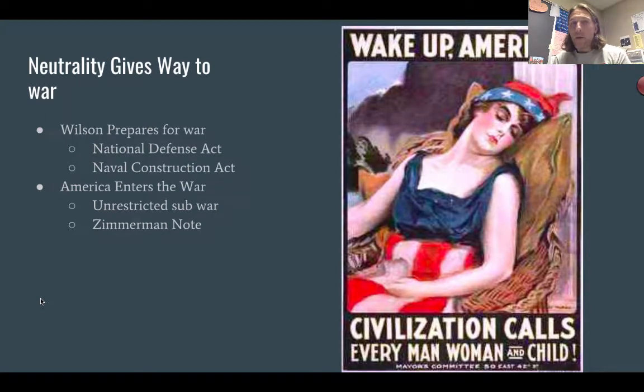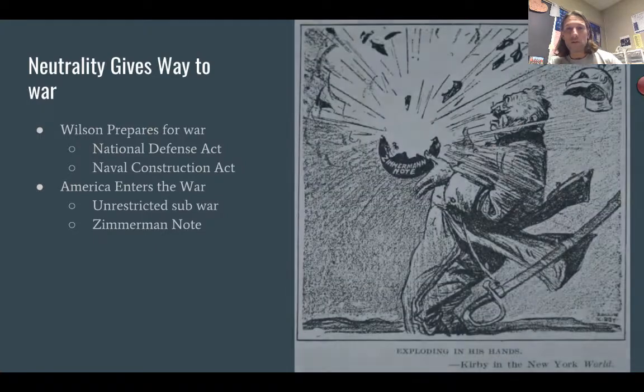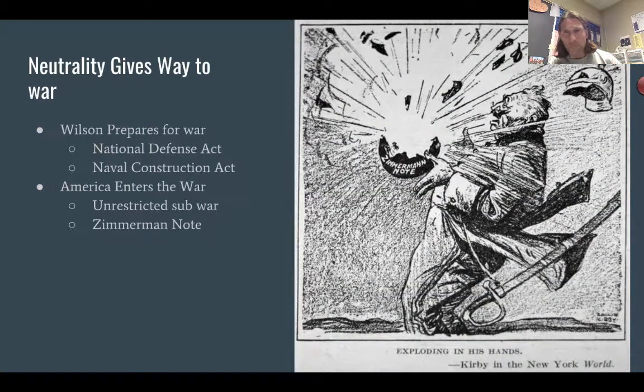Wilson, little by little, is going to move America towards war. So the National Defense Act is going to begin to build up our military, especially increasing the number of people who are serving in the military. He's also going to sign into law the Naval Construction Act, where we're going to start to grow our Navy, so that we can be prepared for this war. Wilson also believes we need to be involved in the war so we can be involved in the peace settlement afterwards. And when you really look at American opinion, this unrestricted German warfare is going to move American opinion against the Germans.